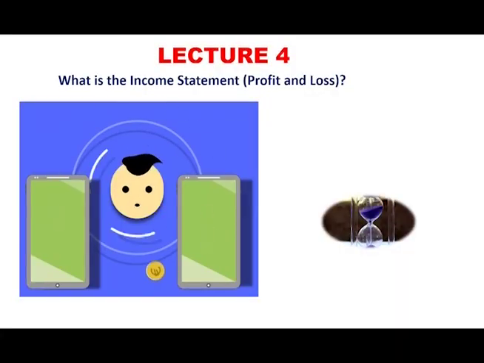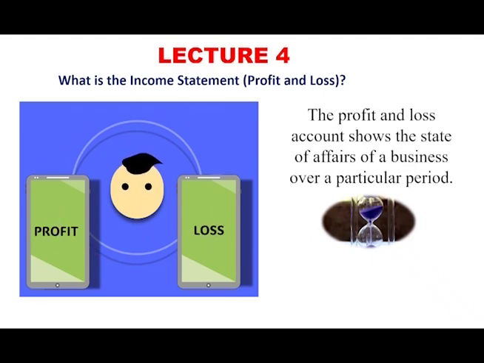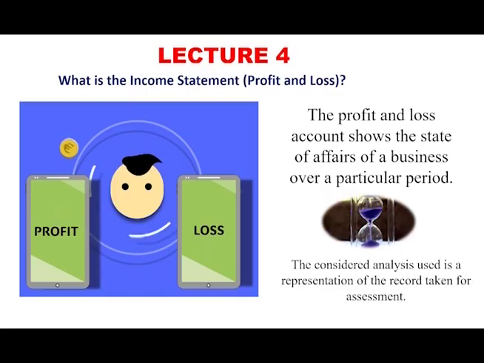All this analysis still centers around the customer's account books and not the bank's books of account. The microfinance institution also maintains its own balance sheet, profit and loss, and cash flow statements. We will discuss this in further lectures. Now, what is the income statement, also known as profit and loss? The profit and loss account shows the state of affairs of a business over a particular period. The analysis used is a representation of the record taken for assessment.